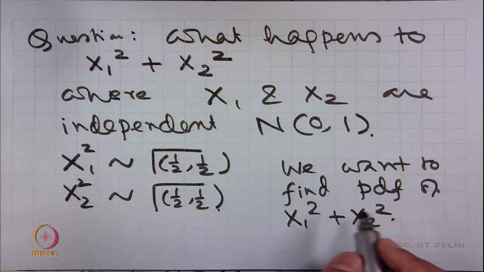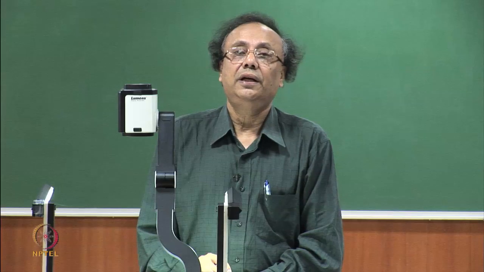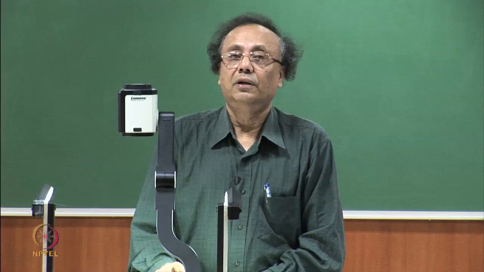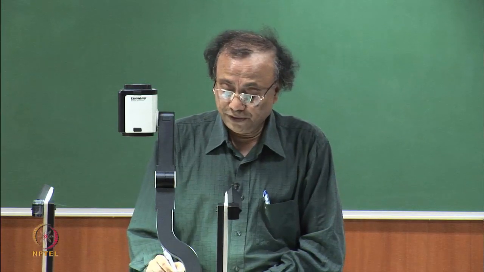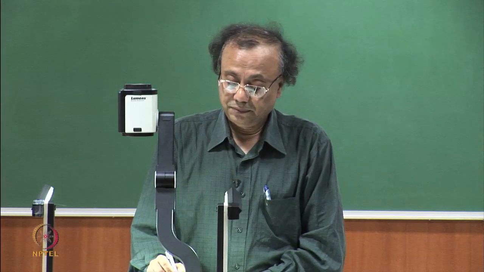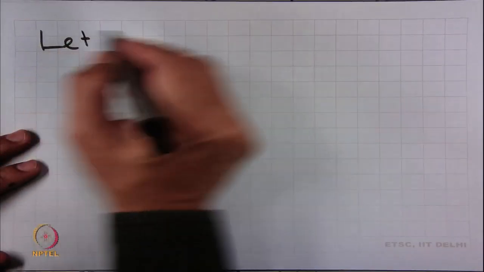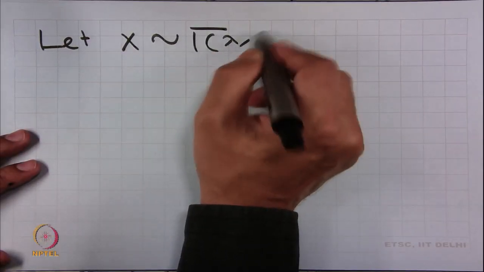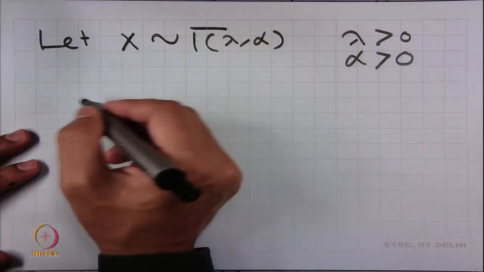This we can do in many ways. Let me first do it using moment generating function. In fact, I prove something more general than just half half. In fact, I prove it for general gamma distribution. Let x be a gamma lambda alpha, lambda greater than 0, alpha greater than 0.